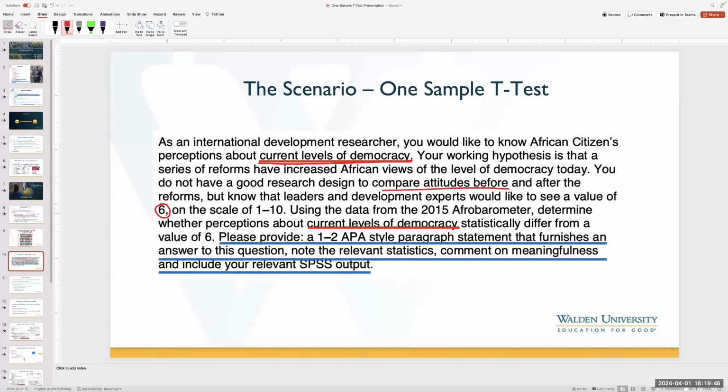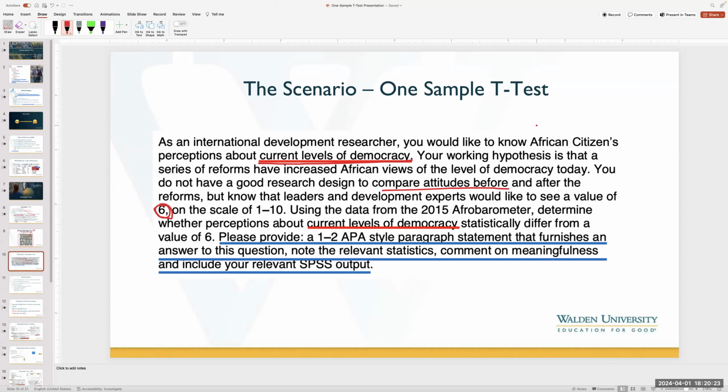Does everybody see that? From a sample, we're going to see if the responses on levels of democracy are significantly higher or lower than 6. And this is exactly what you'll have to do: provide a 1 to 2 paragraph response that provides this information, and that's the exemplar that you'll be provided. But we're going to actually take a look at that. So does everybody understand what this assignment is asking as it pertains to the one sample t-test?